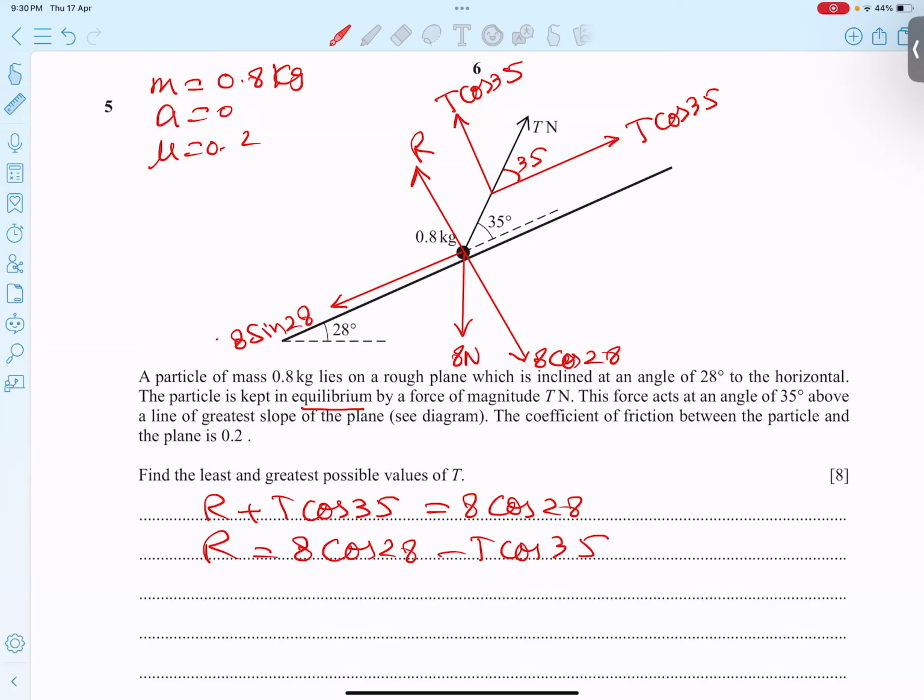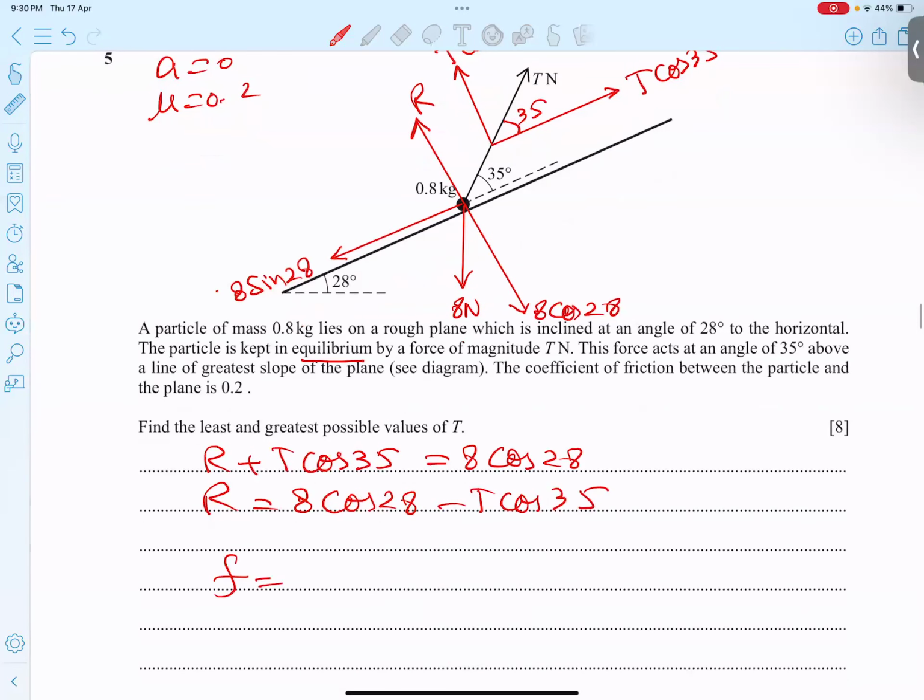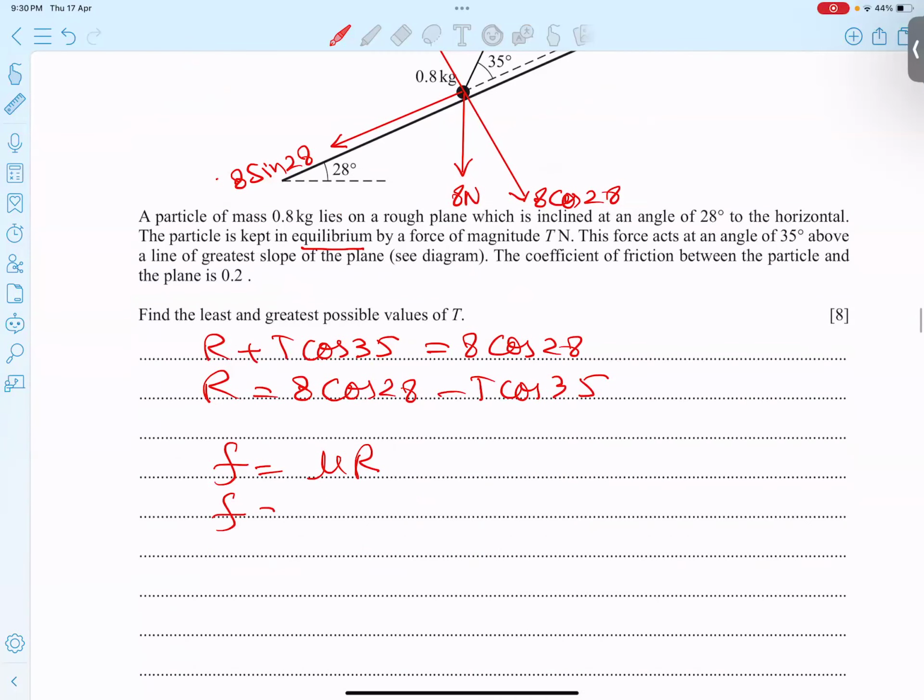Basically, R is equal to, what is the formula we have? F is equal to mu R. So I'm finding F is equal to mu R. And the mu value is given, 0.2. Actually, I'm finding the friction completely, which will cause less difficulty later on. 8 cos 28 minus T cos 35.